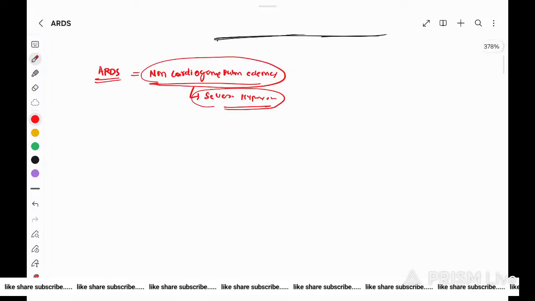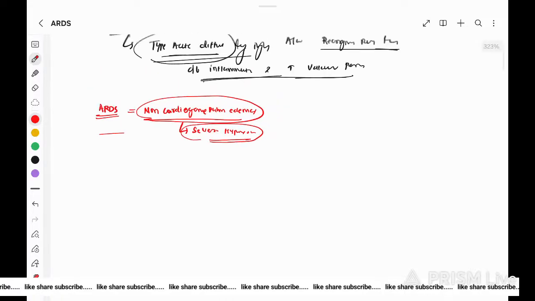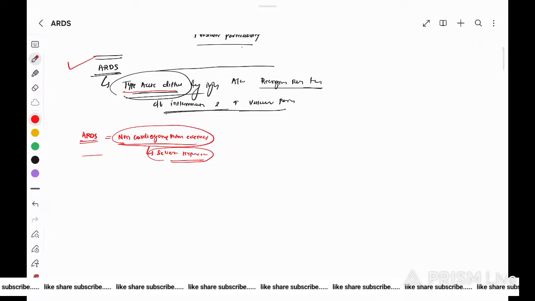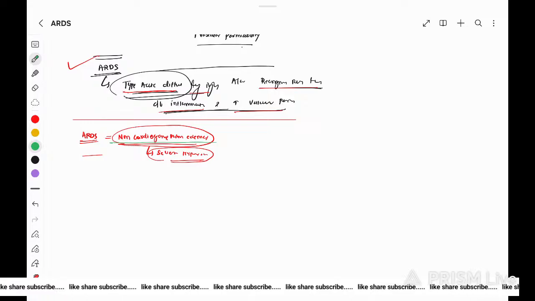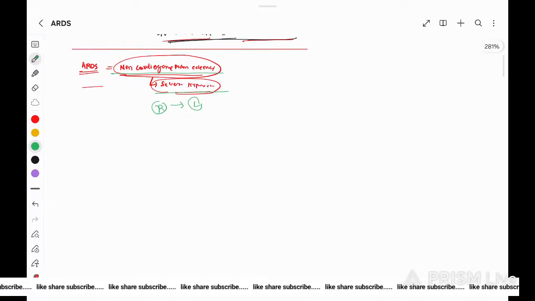So till now what we know is that ARDS is a type of acute diffuse lung injury associated with a recognized risk factor, characterized by inflammation and increased vascular permeability. And in simple terms, ARDS means non-cardiogenic pulmonary edema, which is associated with severe hypoxemia and right to left shunting of the blood via collapsed or fluid filled alveoli. Any doubt? Chat.